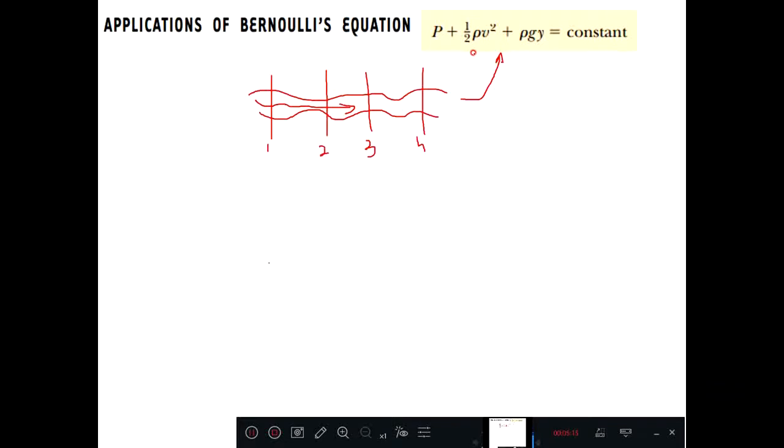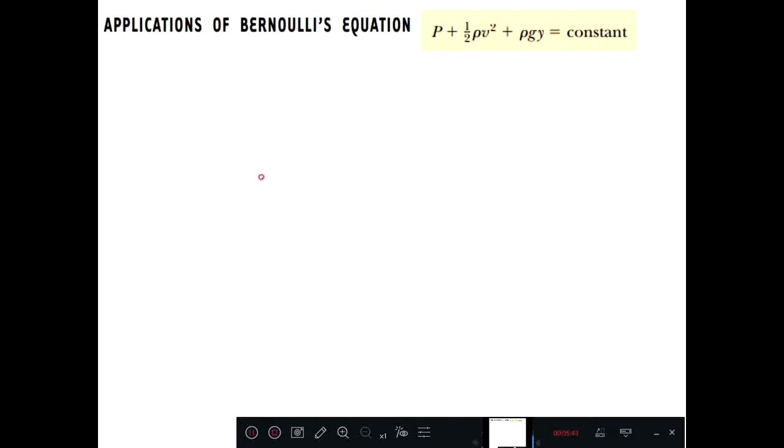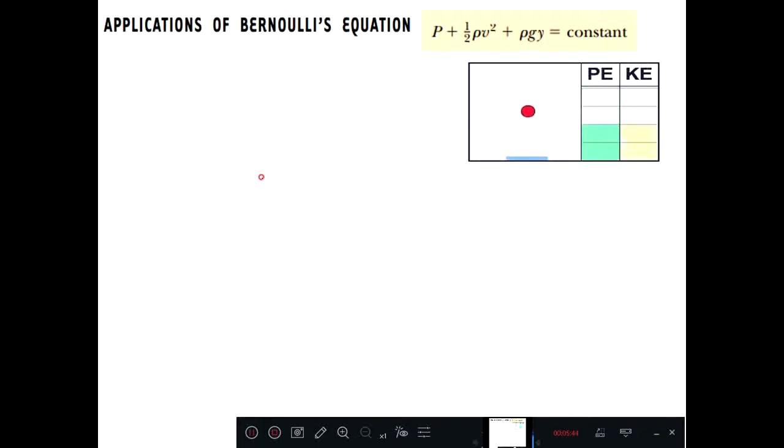We'll discuss some practical applications of this equation, how it works, how one form of energy increases and another decreases, and finally how the total energy remains constant. So let us take the first application. Before that, you all just try to understand here.